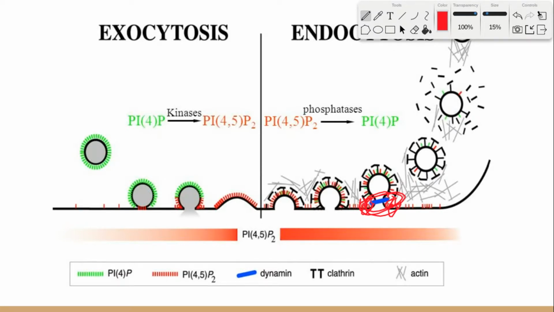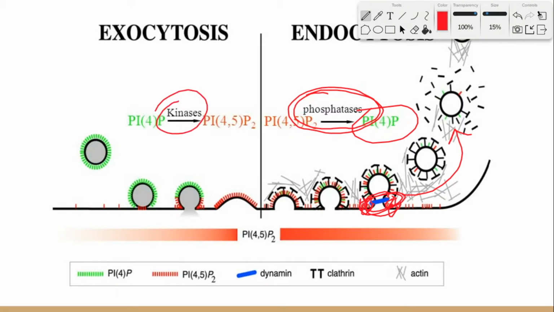So dynamin pinches off the vesicle, and BAR domains from proteins like amphiphysin promote the correct membrane curvature in order to produce this process. And then finally, we have phosphatases that will recognize these vesicles and return the PIP2 back into PI4P, so that it'll remove this 5' phosphate that was placed by this kinase.